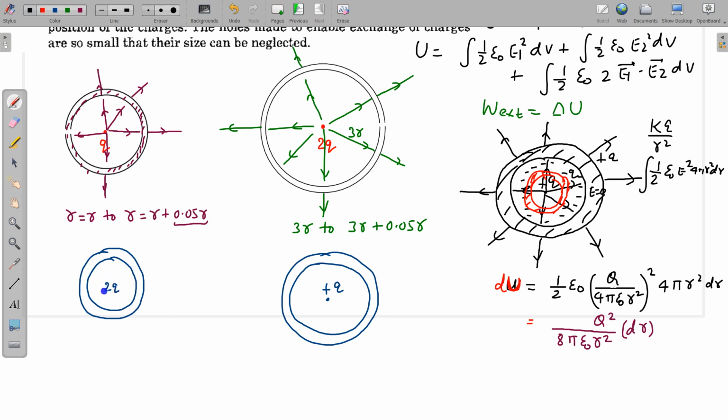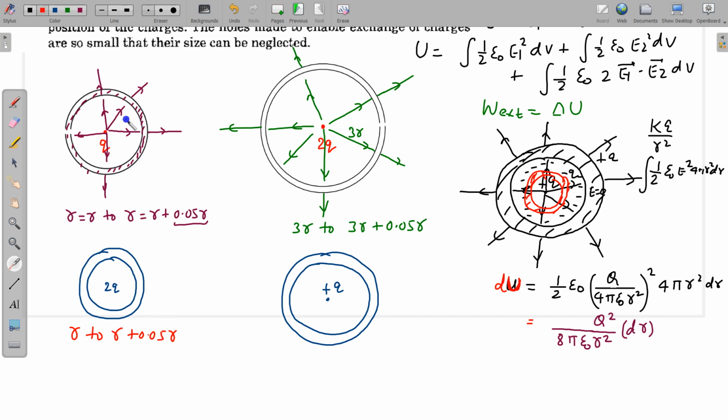Now you can see due to this 2q the energy is not there. From where to where? Energy is not there from r to r plus 0.05 r. But if you look carefully, then in this particular diagram energy due to 2q is available in this region, because r is somewhere here, since this radius is 3r, and 0.05 is just away from it. So in this region there was energy stored, but now from 2q at this much distance there is no energy.